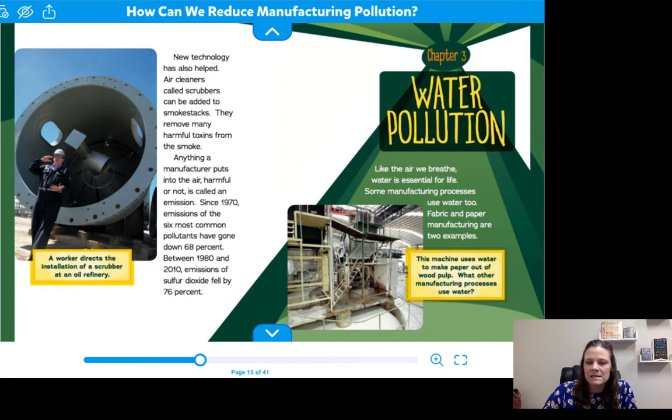Some manufacturing processes use water too. Fabric and paper manufacturing are two examples. This machine uses water to make paper out of wood pulp. What other manufacturing processes use water?